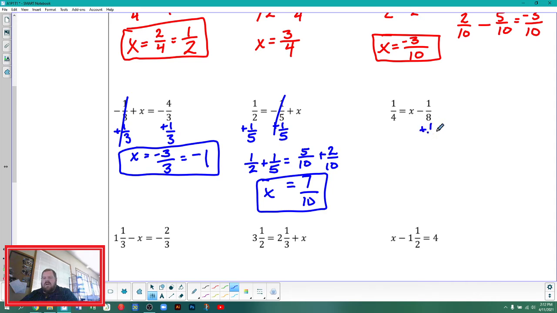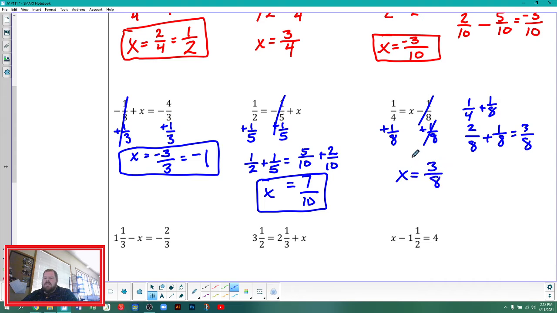This one, we should have added 1/8. Add 1/8 to both sides. And I do need common denominators. I need 1/4 plus 1/8. Well, I can turn them both into 8s. And that would be 2/8 plus 1/8, which is 3/8. So x is equal to 3/8. Okay.